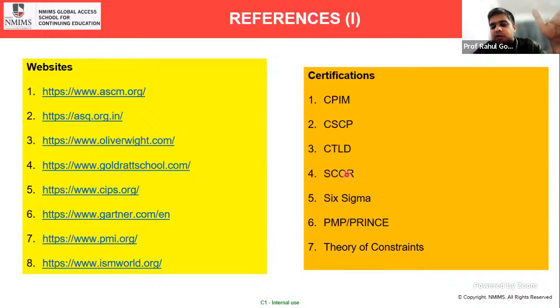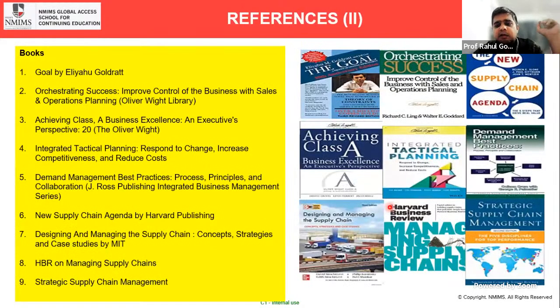SCOR is supply chain operations framework. Six Sigma, it's a statistical way of solving problems, right? Six Sigma is offered by a lot of organizations. It is offered by ASQ. It is offered by a lot of consulting organizations in India. PMP and PRINCE2 are project management certifications. PMP is more predominant in the US, PRINCE2 more predominant in the UK, and theory of constraints certification is offered by Goldratt School, right? So these are some famous certifications which can help you launch your career related to analytics in supply chain.